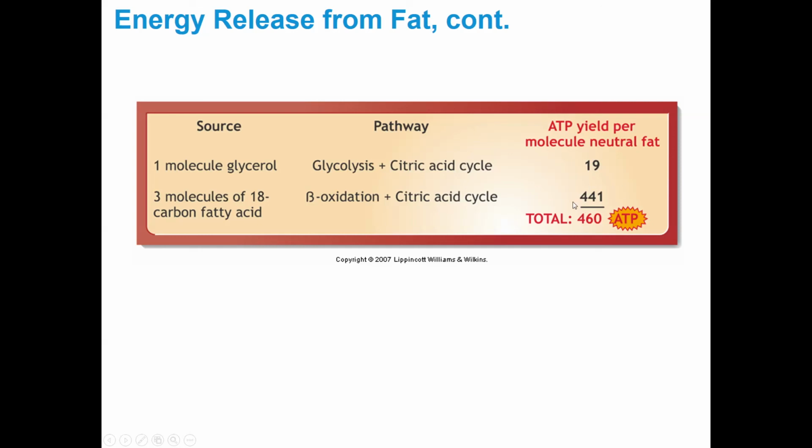So this is breaking down stearin, that fatty acid that I showed you at the beginning. And so our typical 18-carbon fatty acid is going to generate 460 ATPs. So lots and lots of energy, lots and lots of ATP generated from those fatty acid molecules. As mentioned, a really efficient fuel source.